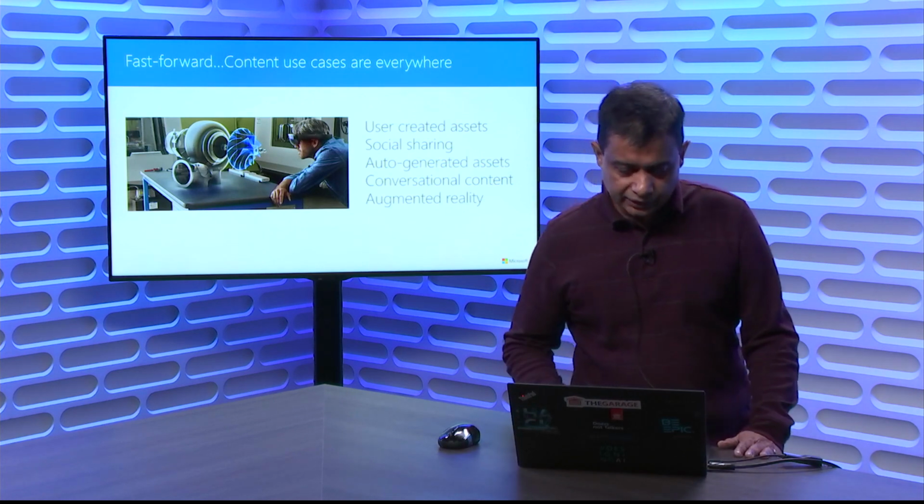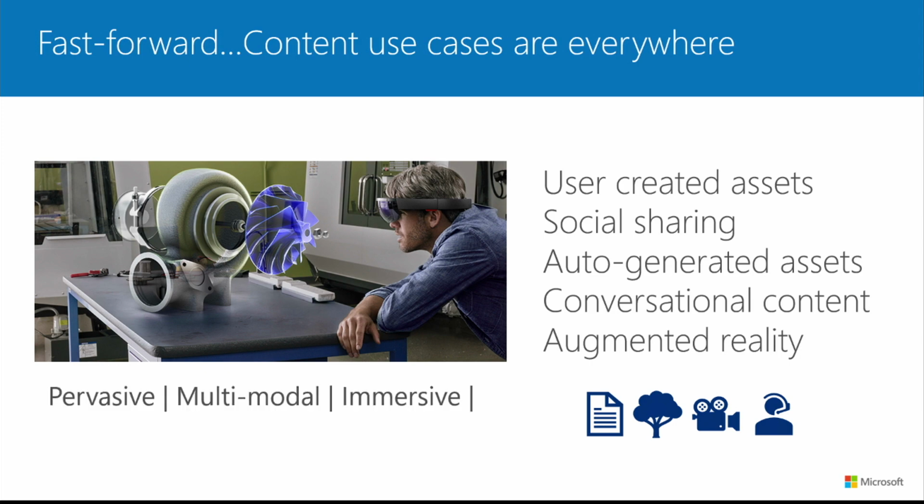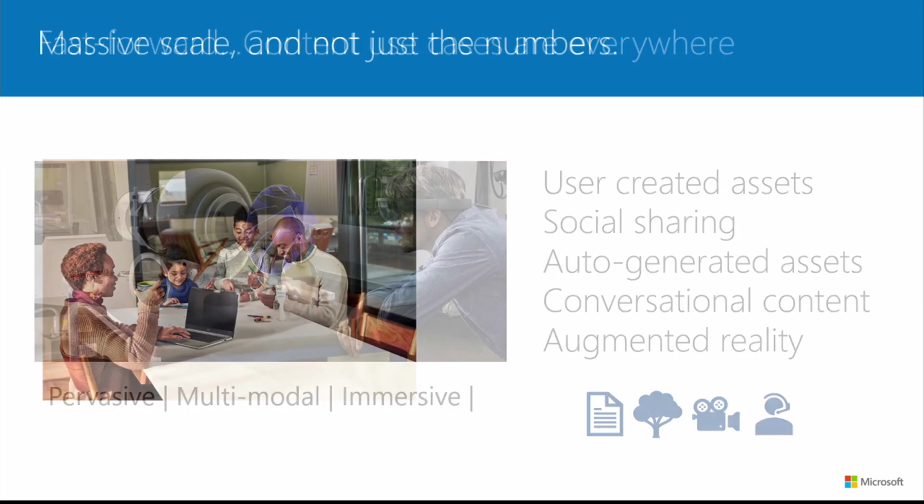The new category that we are seeing is augmented reality. If you pick up any VR or AR device today and look for public content, you'll find that content is already being generated and created pretty rapidly. And of course, it comes in all forms and shapes: text, images, videos, and speech. In other words, it's all around us.